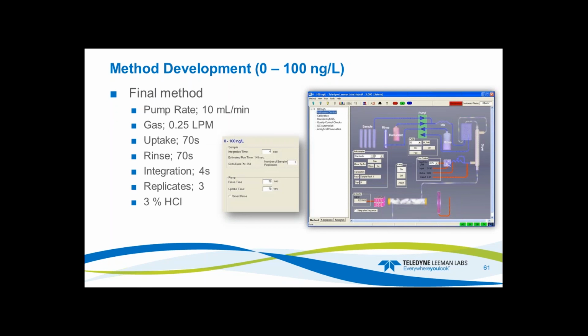I did all that, and I'm going to save you the pain of going through that. So I ended up with my final method: 10 mils per minute of sample uptake, my gas was 0.25 liters per minute, uptake at 70, rinse at 70, integration at 4 seconds. So it's a trace mode. I want to have a longer integration time to make sure that I have a steady state for that signal to read the lowest possible standard and achieve the lowest possible method detection limit, or instrument detection limit, or limit of detection. And my rinse was just 3% HCl.